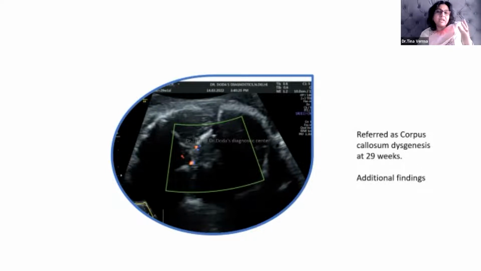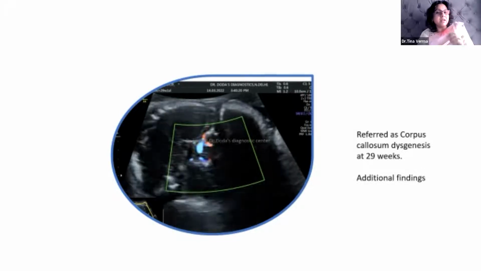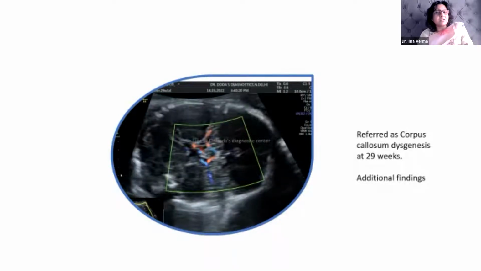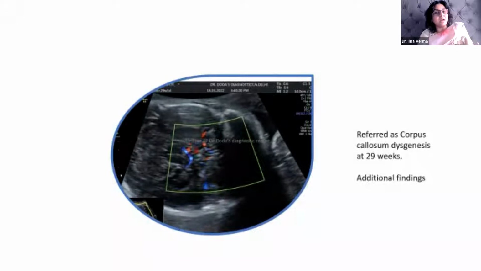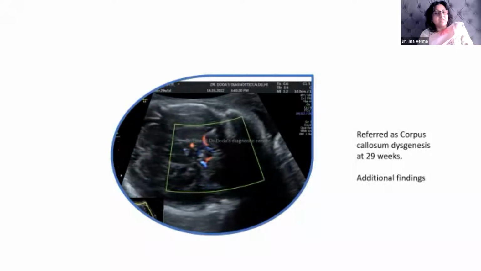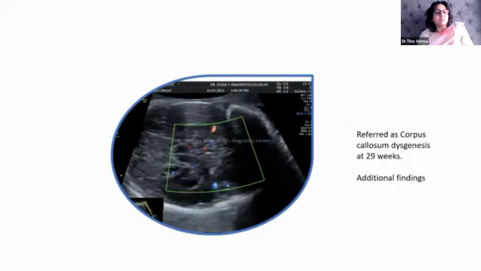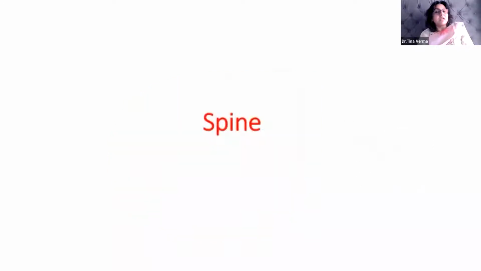So what did we do? We did an extended neurosonography and saw that there was a corpus callosum dysgenesis. But an additional finding was revealed when I put a Doppler here: I see that there is a vascular malformation in the circle of Willis with an arterial flow. This is not an AVM. This was purely an arterial aneurysm. So this was a rare finding here, which is aneurysm of the circle of Willis.